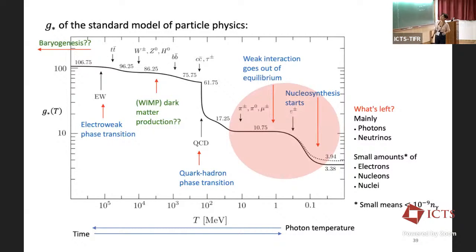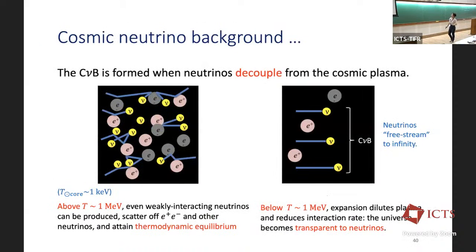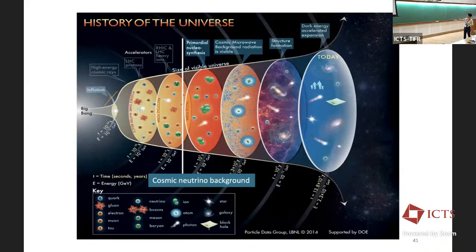Now, for the next few minutes, I want to concentrate on looking at this region over here, so roughly temperatures between 10 and 0.1 MeV, because that's the region that is most relevant for neutrino physics. Okay, and that is because that's when the C nu B was formed. So if you went to my colloquium yesterday, essentially the idea here is that if you're at a high temperature above about 1 MeV, then the weak interactions are so strong that you're able to keep neutrinos in a state of thermal equilibrium through their scattering on other neutrinos and on e plus and e minus. But as you let the universe cool, then at some point these neutrinos will decouple from the cosmic plasma, because they stop interacting, and they will free stream to infinity. Okay, so that's the cosmic neutrino background that you create.